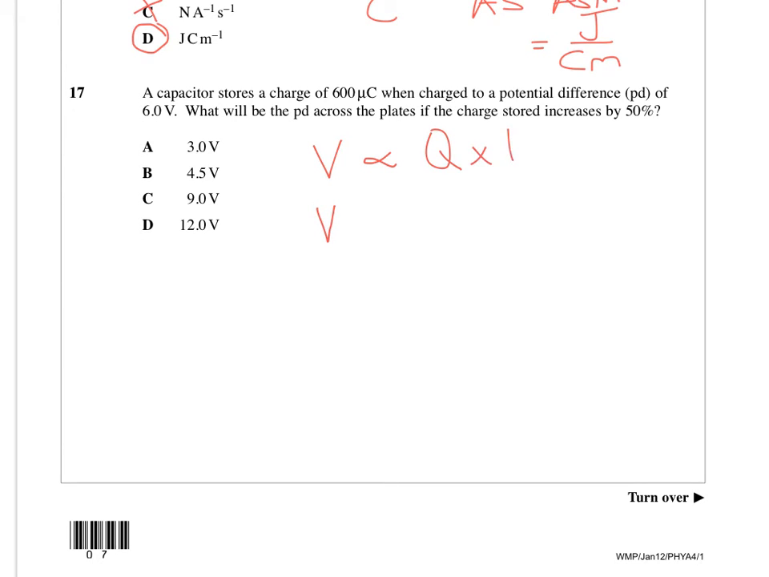Q has been multiplied by 1.5, V would have to also be multiplied by 1.5, which is an increase of 50%. So the potential difference is 6 times 1.5 equals 9.0 volts. So it's going to be answer C there. This is a relationship you just need to know, that the potential difference is directly proportional to the charge stored, and you can use that to solve this right here.